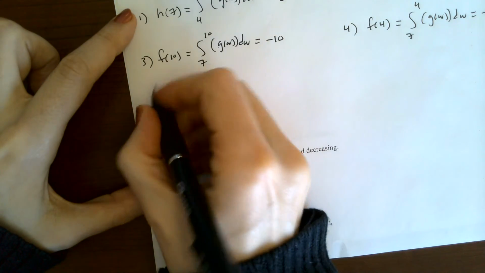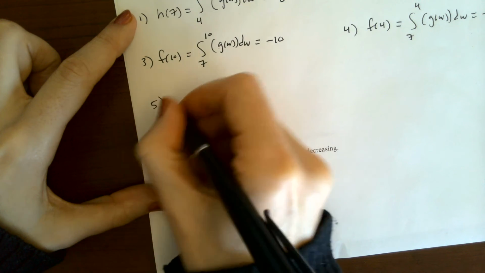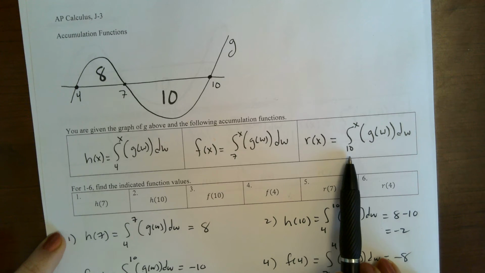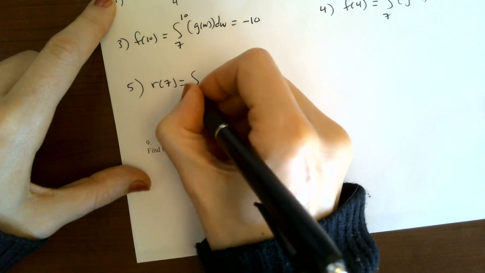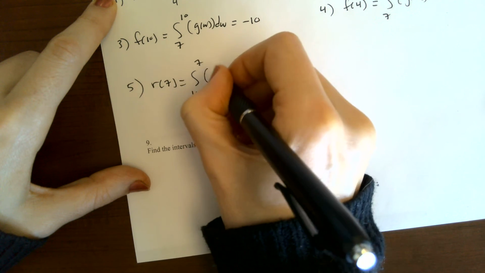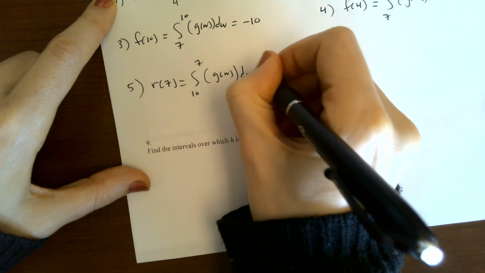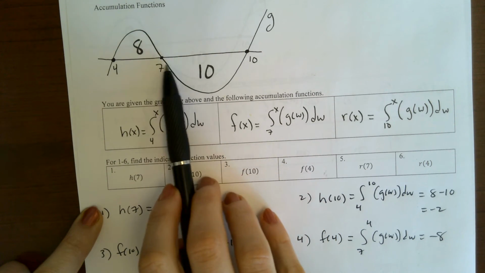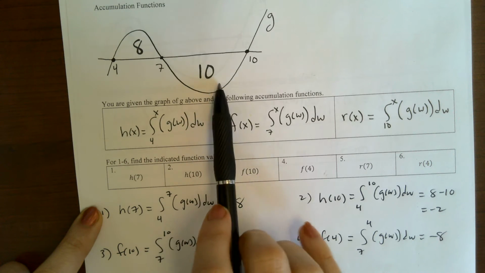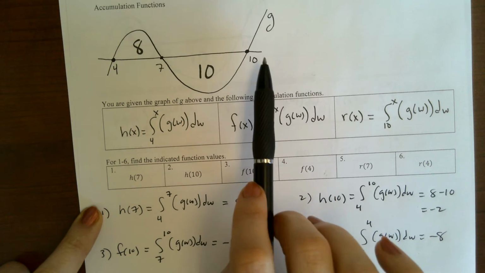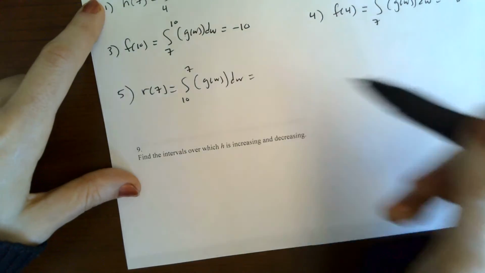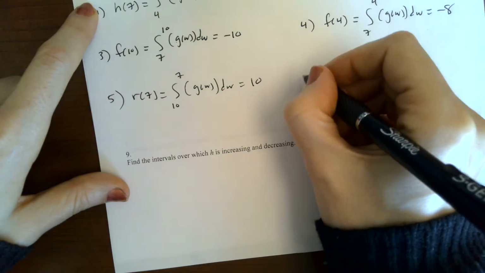Now number 5. R of 7. R is this last one right here. Okay, so the integral from 10 to x. So the integral from 10 to 7. Okay, so from 10 to 7, we're integrating backwards. So this area is already negative 10, but integrating backwards makes it positive. So that would be positive 10.